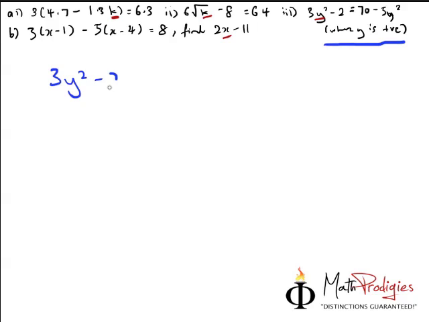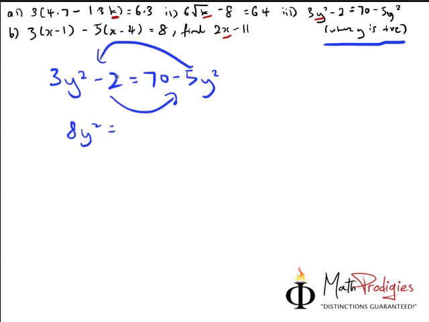Let's solve together. 3y squared minus 2 equals 7 minus 5y squared. Okay, I will bring the y over here and the 2 over here. So it becomes 3y squared plus 5y squared gives you 8y squared equals 72. And then from there, I would divide by 8. So I get y squared equals 72 divided by 8, which gives you 9, correct? So therefore, y squared equals 9.